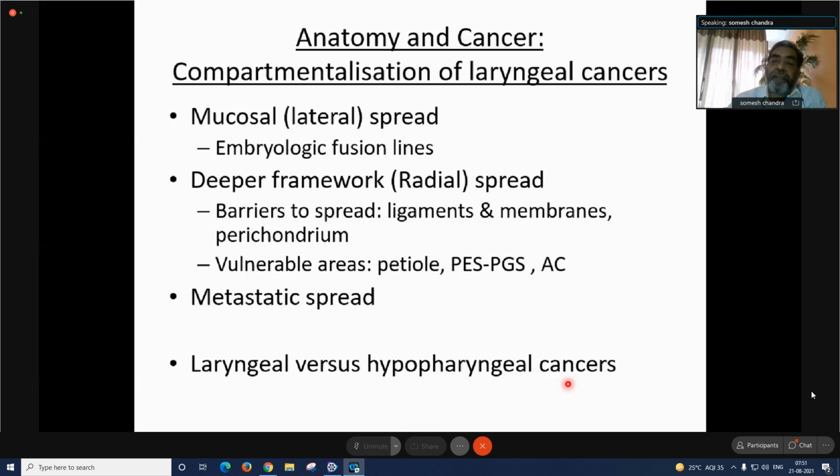Laryngeal and hypopharyngeal cancers also are biologically different. Hypopharyngeal cancers have a tendency to spread submucosally and have skip metastasis within the surrounding mucosa, which is not generally seen in laryngeal cancers.